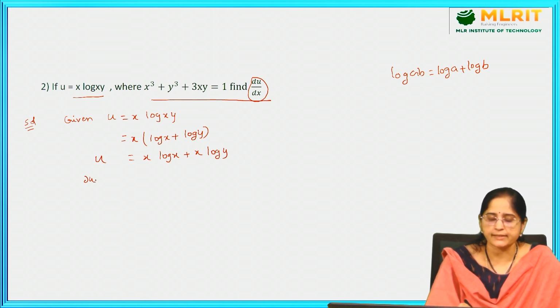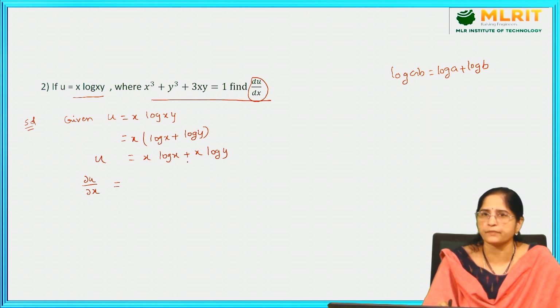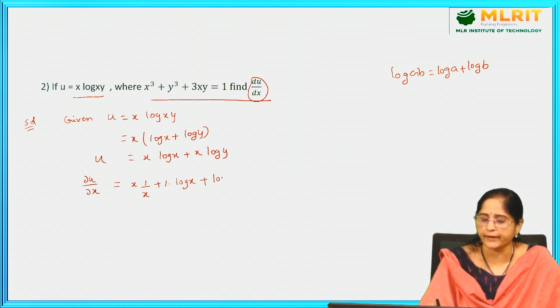So dou u by dou x is with respect to x. This is x and this is a function of x. Both are functions of x. That means we have to apply the UV rule. x into derivative of log x, which is 1 by x, plus derivative of x, which is 1, into log x, plus here x into log y. With respect to x, y is constant. That's why you can write log y as it is, and derivative of x is 1. That is log y. So x is cancelled. We are getting 1 plus log x plus log y.